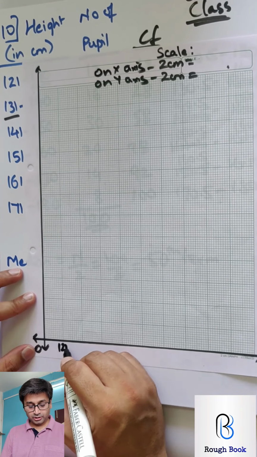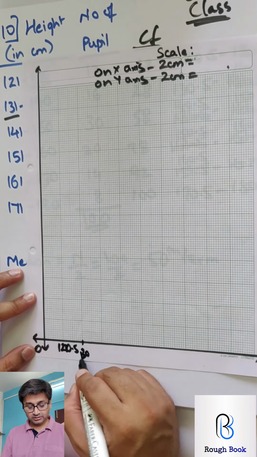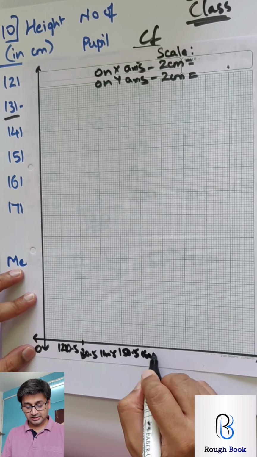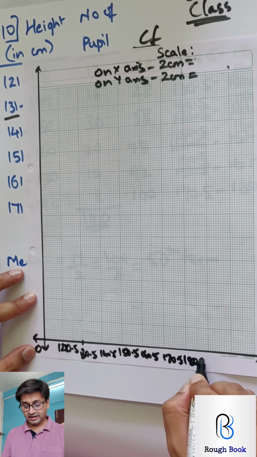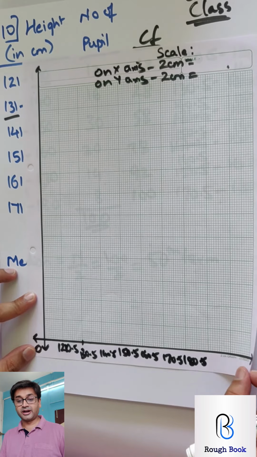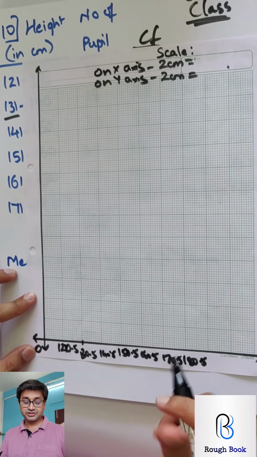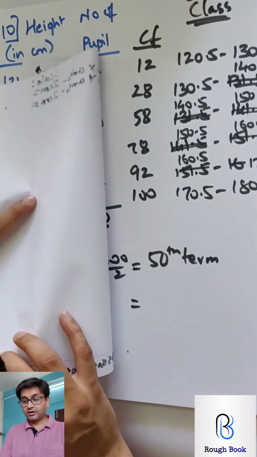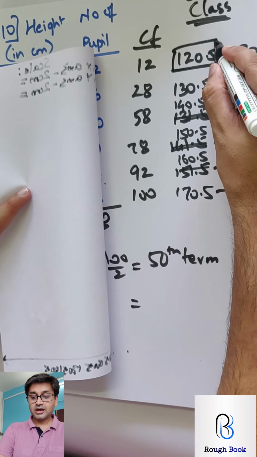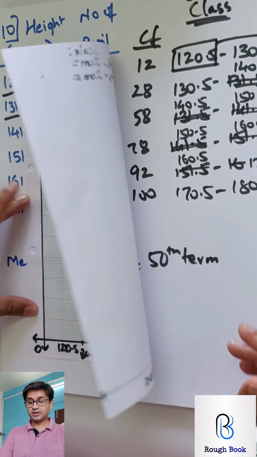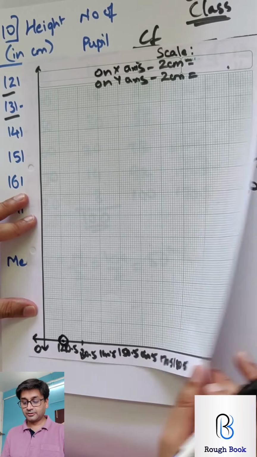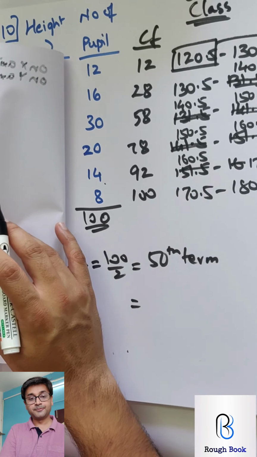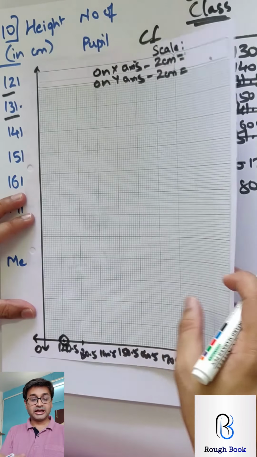So 0, 120.5, 130.5, 140.5, 150.5, 160.5, 170.5 and 180.5. I'm so sorry, I'm not able to write it clearly because I'm using a marker which is really thick. So you begin from 120.5 and your reverse L technique. So you start from here and then you go back down. So 120.5 is going to be 0. The next number, CF, don't plot this. If you plot the frequencies, it will go up and down. It has to always go up.